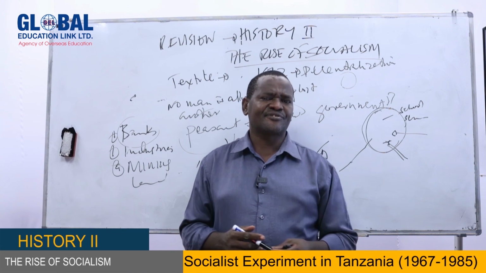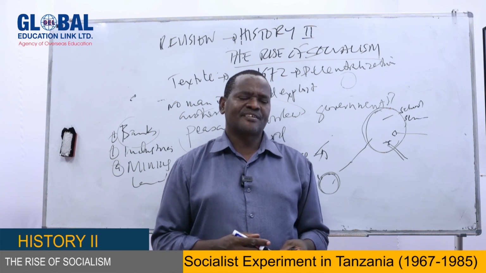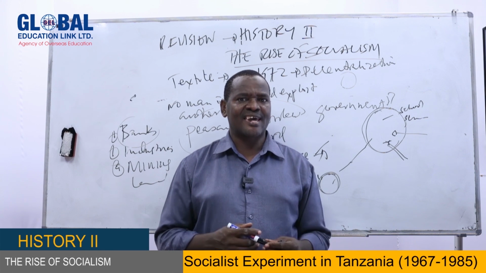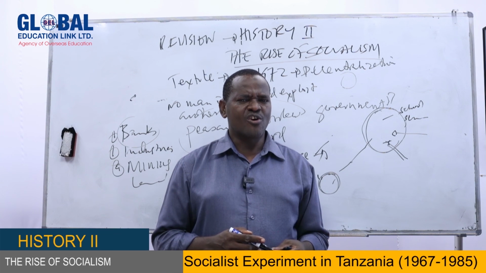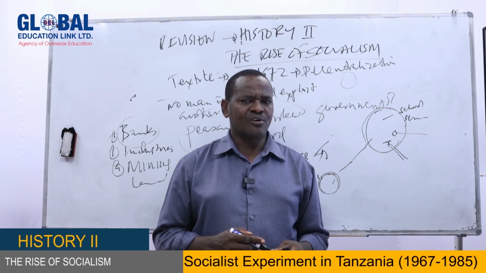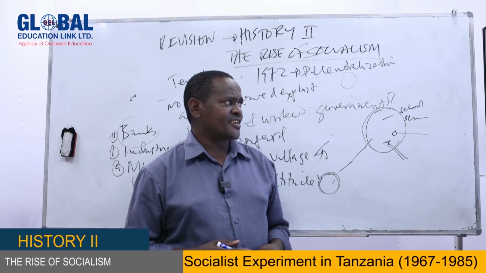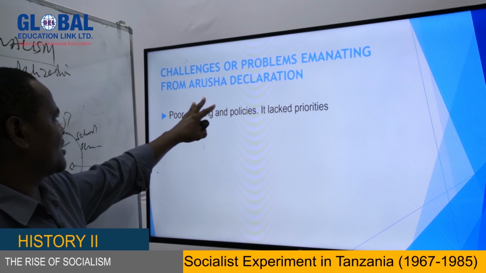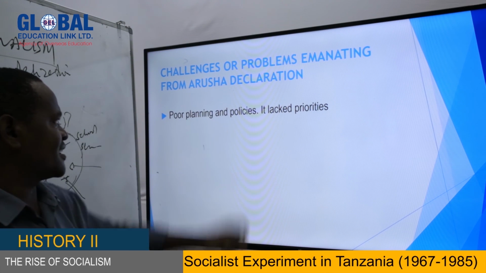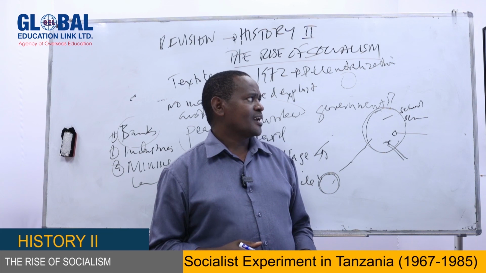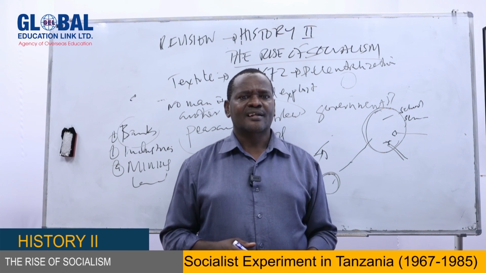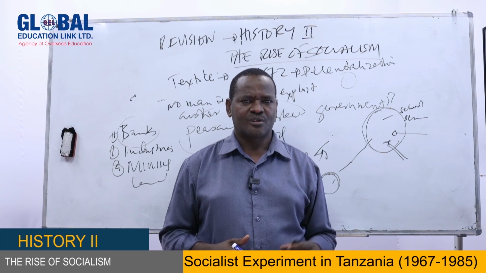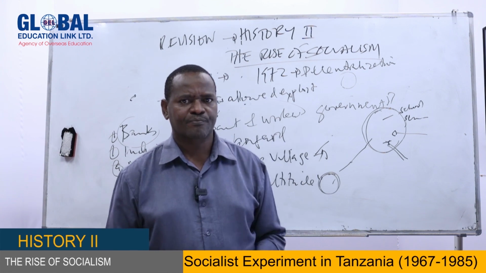You're establishing an industry in a place which is very far from where raw materials are obtained, a place which has a problem of power supply, or maybe it's very far from the market, or maybe there is a shortage of labor and so on. And all this led to the collapse of the industries and some other companies which had been established. So one of the challenges the Arusha Declaration faced was poor planning and policies and so on. My dear students, let's now break for a while. We'll be back to look at the questions that I gave you at the beginning of our lesson.